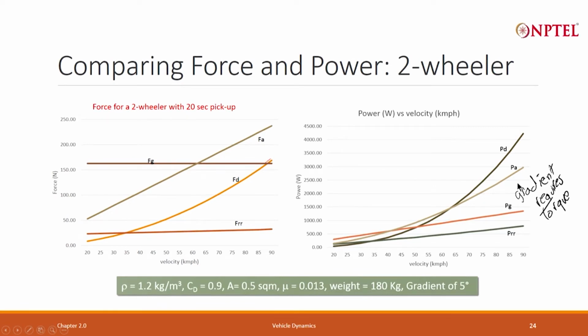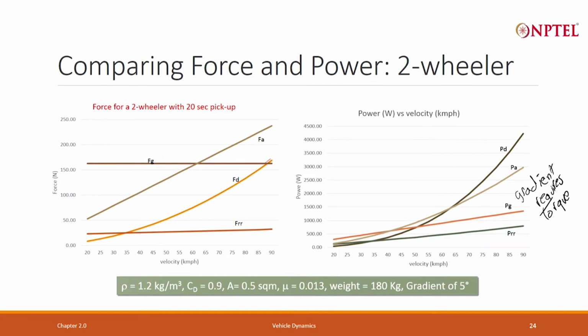Of course, acceleration power now gets multiplied by velocity and it shoots up like anything. Look at the numbers. If I look at the numbers, rolling resistance and gradient is all within 1000 watts for a two wheeler, but for acceleration it can go up to 3000 watts, much higher.